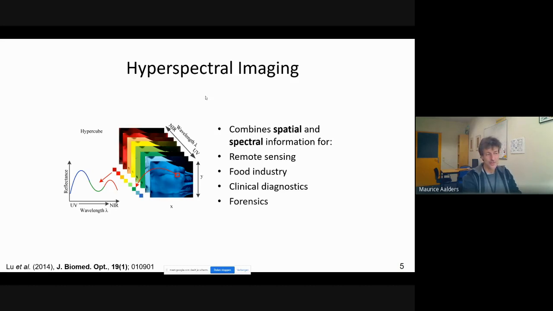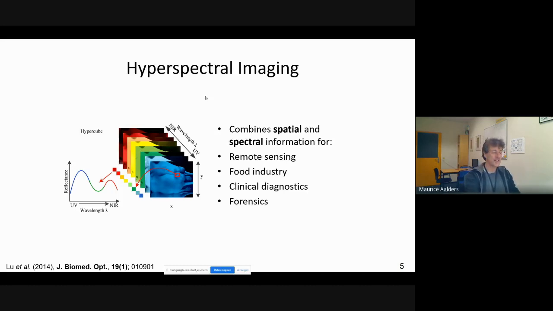So also for remote sensing, it's very well known for studying agriculture, for forests, for anything from a distance. Food industry, it's used a lot in food. Conveyor belts, scanning of candies, of everything that's made, meat and fish are using it a lot. So food industry, clinical diagnostics, as I just told you, but also in forensics.